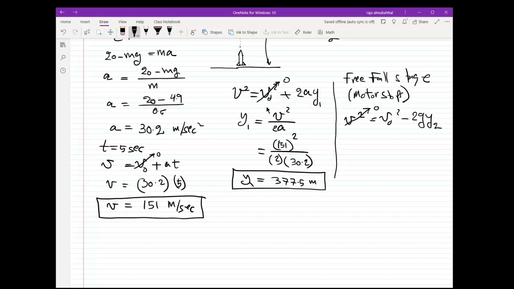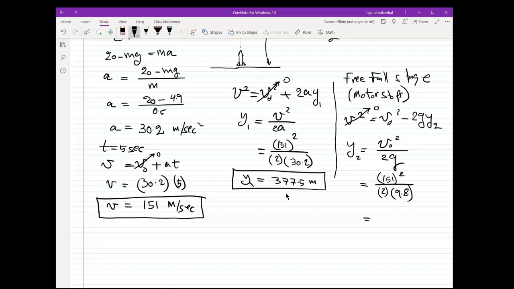Because eventually it stops. The initial velocity here, guys, is basically this one for the free fall, right? And that's it. I can solve for y2. So in this case, y2 is going to be equal to V naught squared over 2g, and that will give me 151 squared divided by 2 times 9.8. And then I'm going to calculate that, and that will give me 151 squared divided by 9.8 divided by 2.